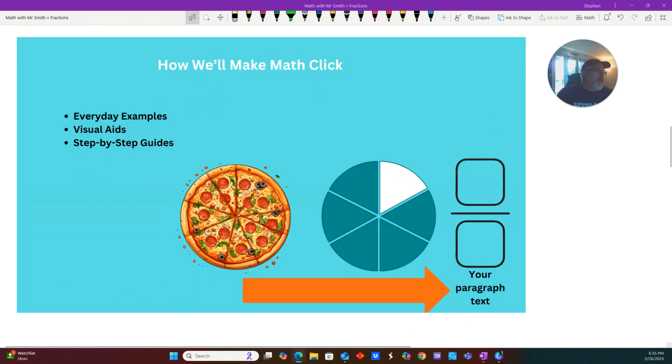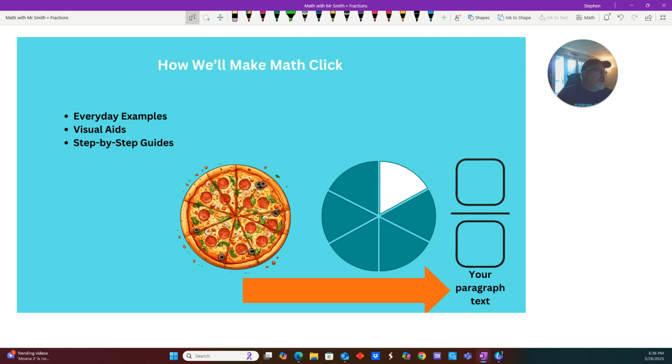All right, so how are we going to make math click? Okay, we're going to have everyday examples. We're going to have visual aids like you see here. We're going to have step-by-step guides. As you can see here, talking about fractions, we may turn it into pizza slices, and then we can take that and turn it into a graphical representation. And you see 1, 2, 3, 4, 5, a total of 6 pieces of this fraction here, and the one in white is just 1. So what do we have here? We would have 1/6.